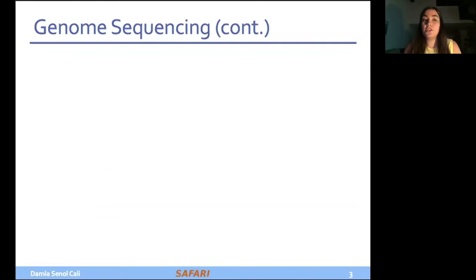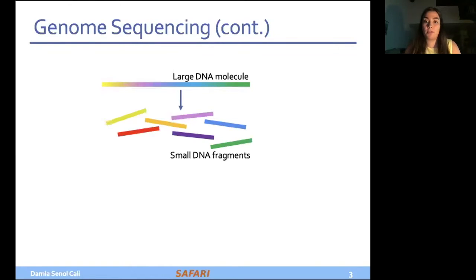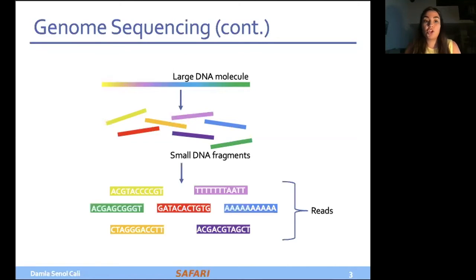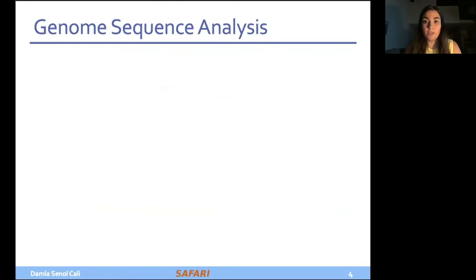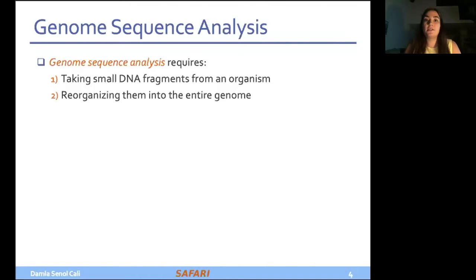Because of the limitations of sequencing devices, the whole genome of most organisms cannot be sequenced all at once, so first the genome is broken into smaller fragments. After each of these fragments is sequenced, we generate the small pieces of DNA sequences, which are called reads. Since we lose the location information of these reads with respect to the original genome, sequence analysis requires first taking small DNA fragments from an organism and then reorganizing them into the entire genome.